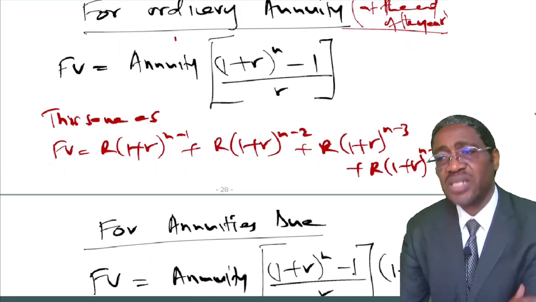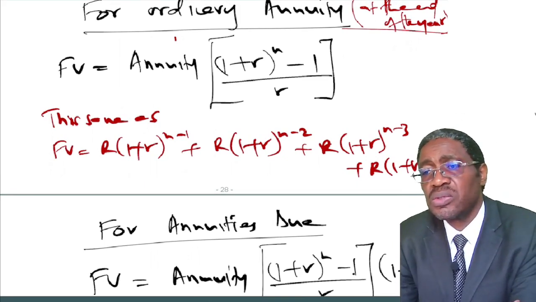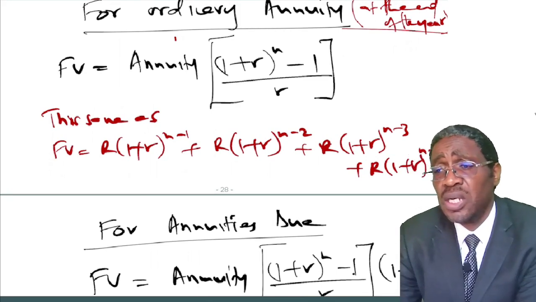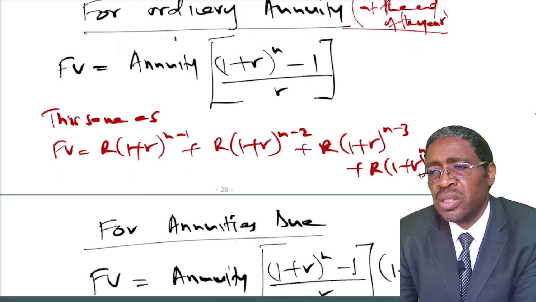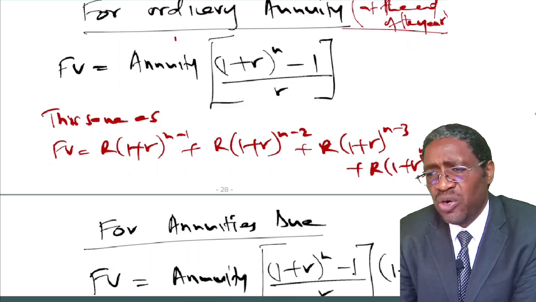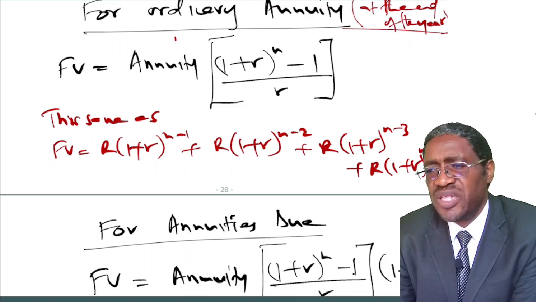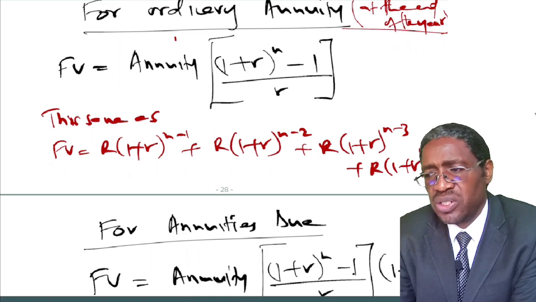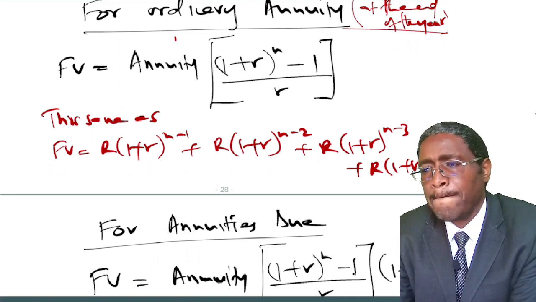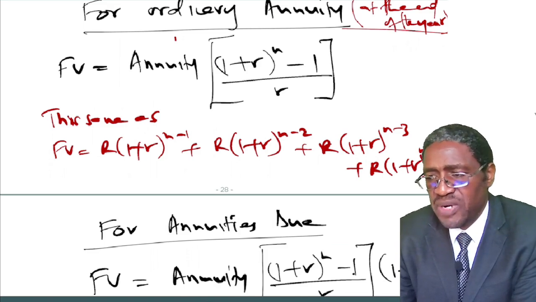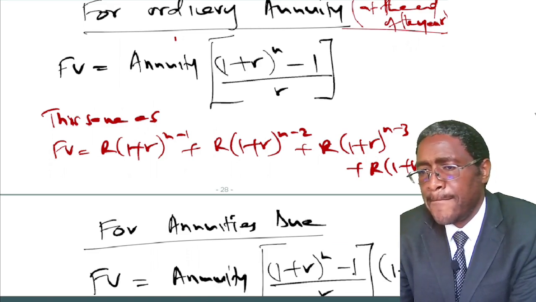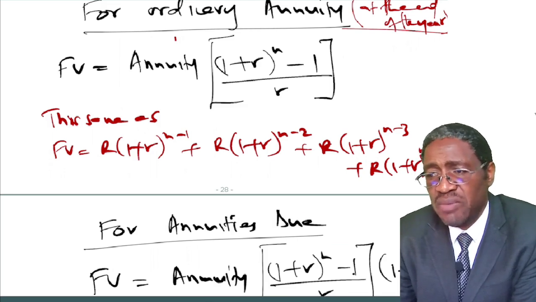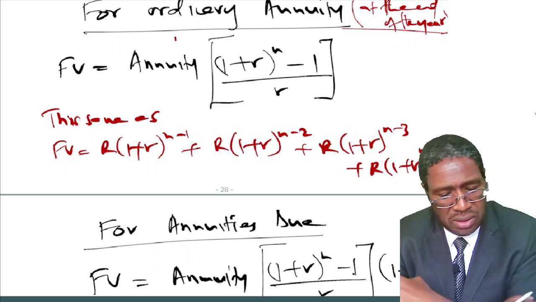The formula is: future value is equal to annuity into (1 plus r to the power of n minus 1), everything divided by r. Then you close the bracket. Then maybe below that you can say same as.